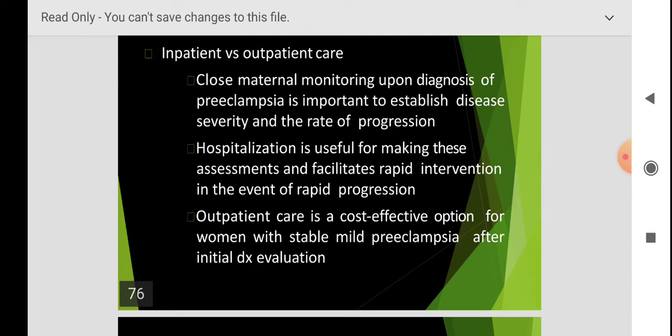There should be close maternal monitoring once you diagnose the preeclampsia, because this is important to know the severity of the disease as well as to see the progression of the disease. So there should be serial monitoring. Then hospitalization is useful for making these assessments, and also it facilitates rapid intervention in case of rapid progression of the disease. So hospitalization is better. Outpatient care is a cost effective option for women with stable mild preeclampsia after initial evaluation.